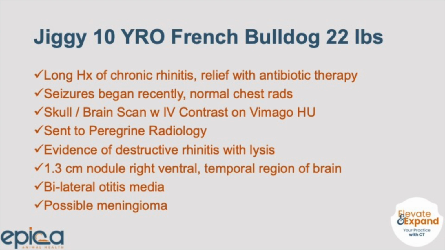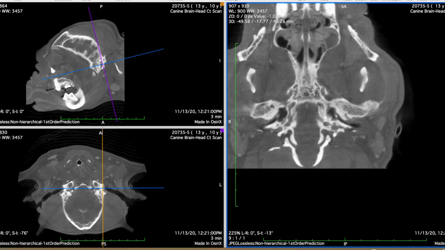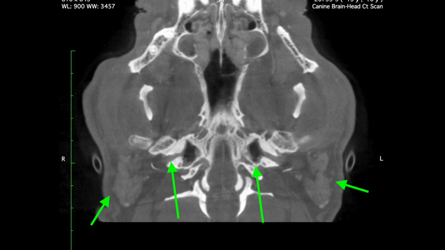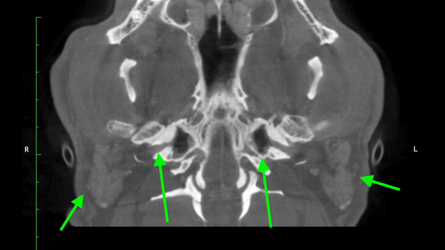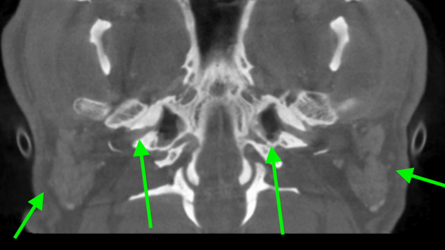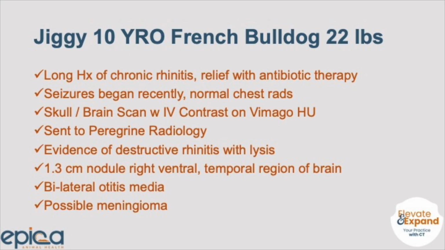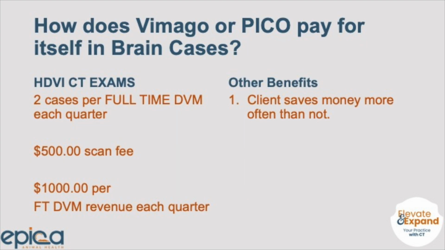There's one more condition that was noted in the images, bilateral otitis media, which is essentially dual ear infections in Jiggy. So the overall prognosis here, when you're looking at ear infections and you're looking at the nodule in the brain, and then you're considering, of course, the destructive rhinitis and the fact that this is an elderly dog, the prognosis is essentially maintenance.